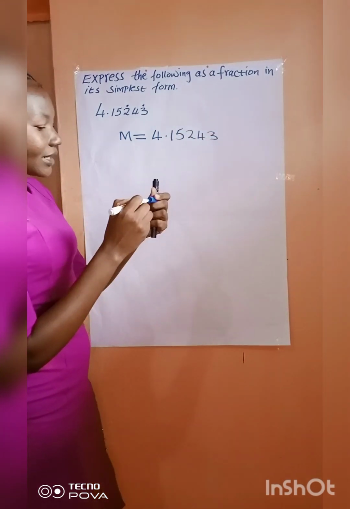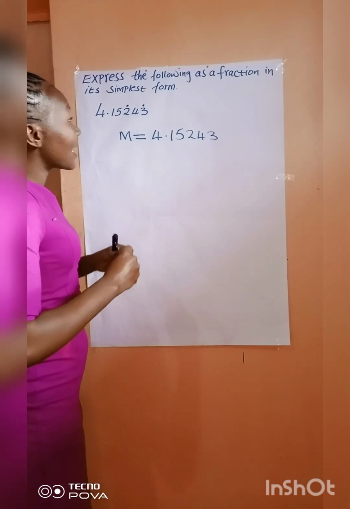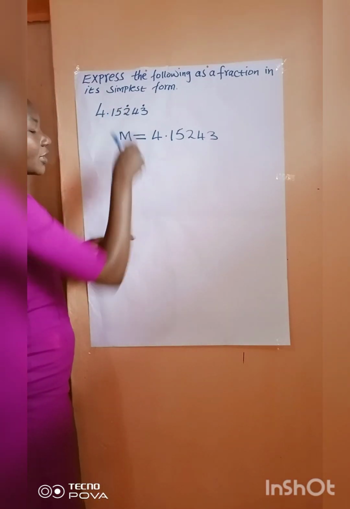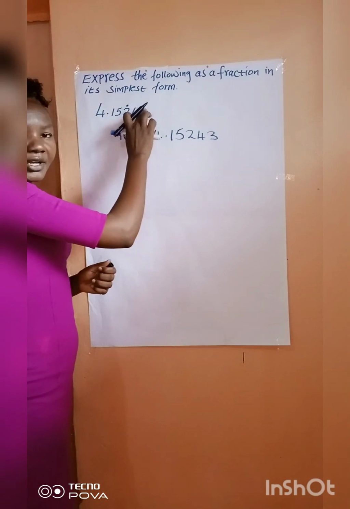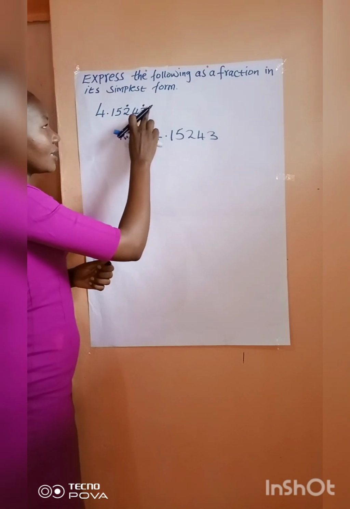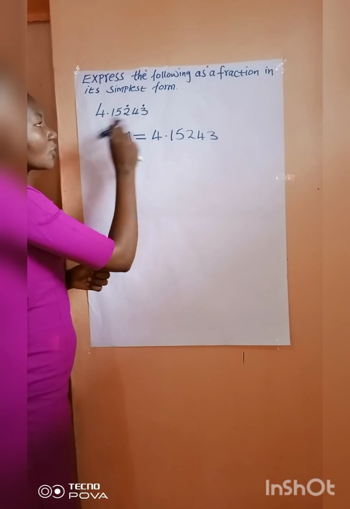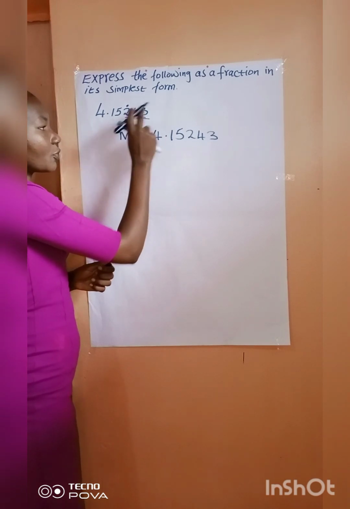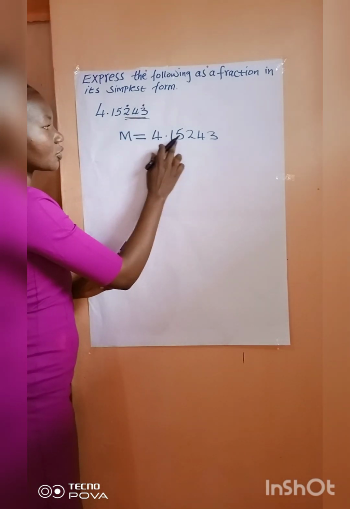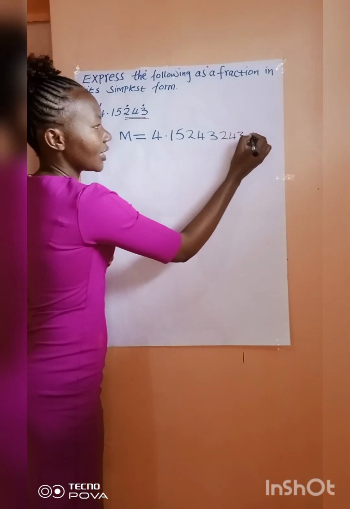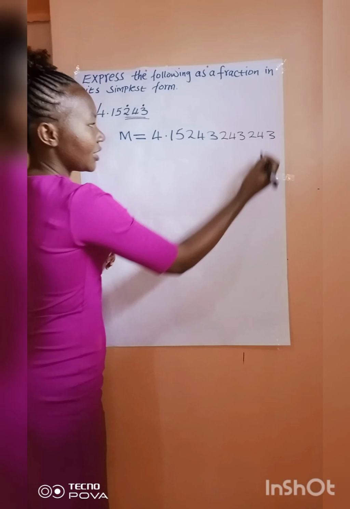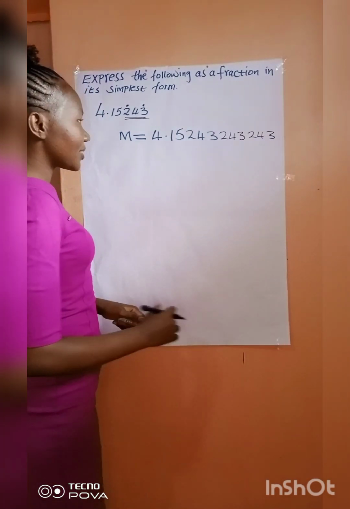4.15243. Now you realize that we have a recurring symbol where we have 2 here. We also have another recurring symbol where we have 3 here. Now this means whatever number we have here, the only part that is recurring is 243. So I can write 4.15243 and another 243. 243 is the recurring part.